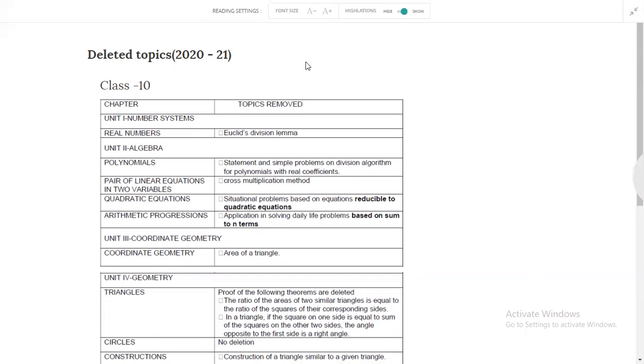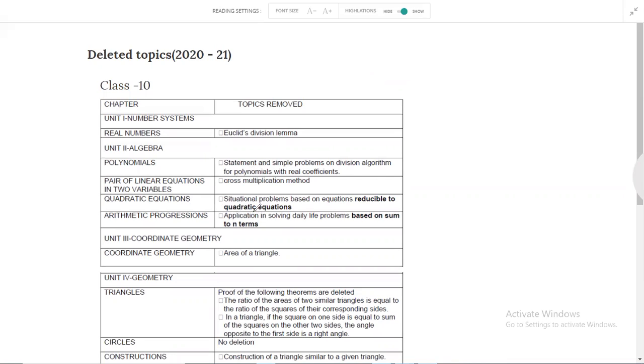Then the next one is pair of linear equations in two variables. In this chapter, the cross multiplication method is deleted from the syllabus. Questions on how to find the solution of a system of linear equations using the cross multiplication method will not be coming for the examination. The remaining methods, that is substitution method as well as elimination method, will be coming for the examination, and the word problems or situational problems related to those.